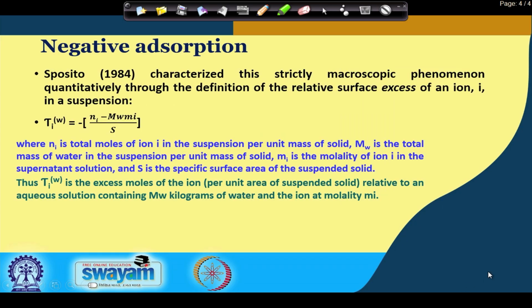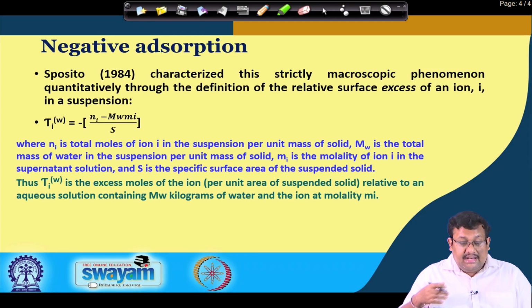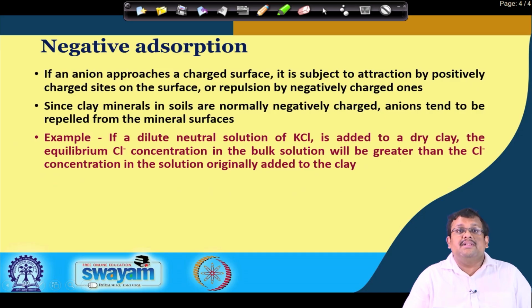Then we discussed this negative adsorption based on the equation given by Esposito, where this Γ shows the excess in the moles of the ions per unit area of suspended solid. So, we related that with the mass of total water and the molality of the ions, and also S, that is the specific surface area of the suspended solid.